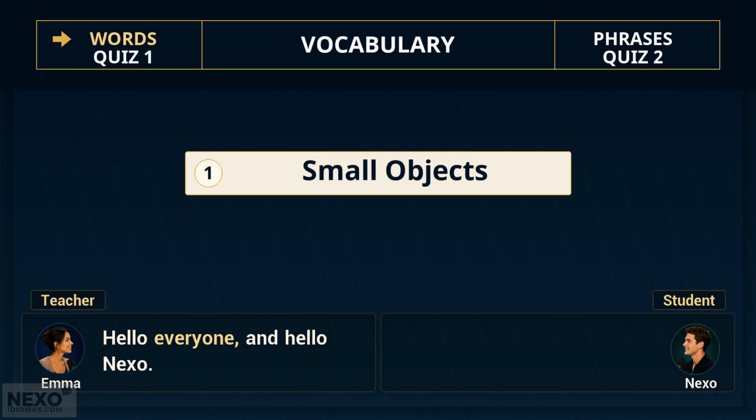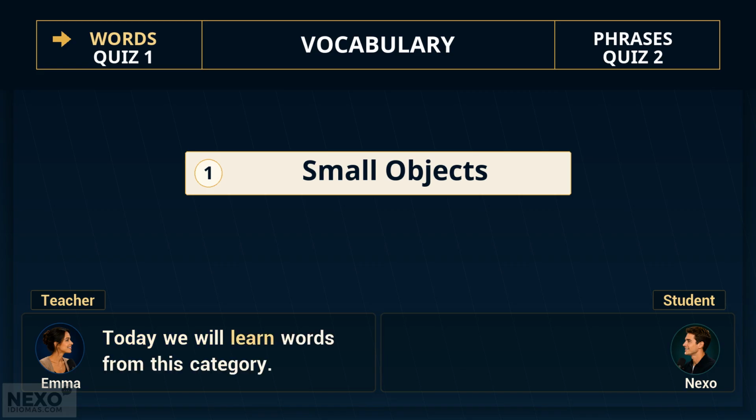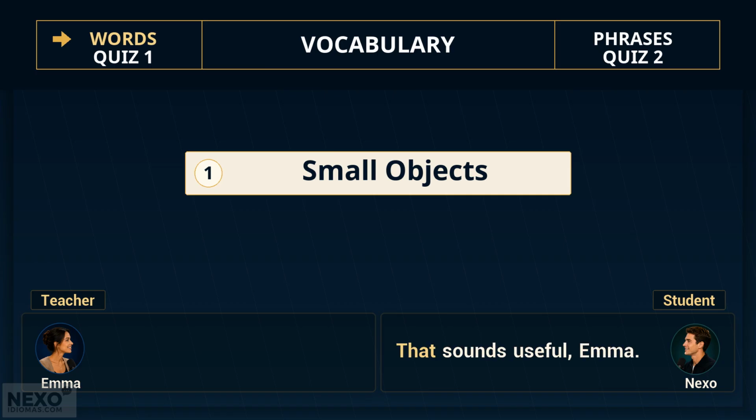Hello, everyone. And hello, Nexo. This is an English vocabulary lesson. Hello, Emma. I am ready to learn new words. Today, we will learn words from this category. Small objects with words like key and coin. That sounds useful, Emma.